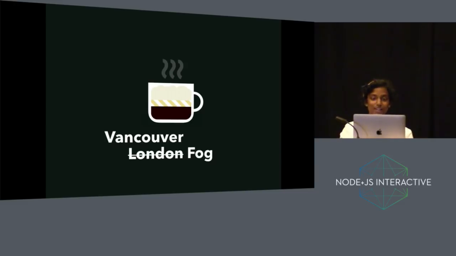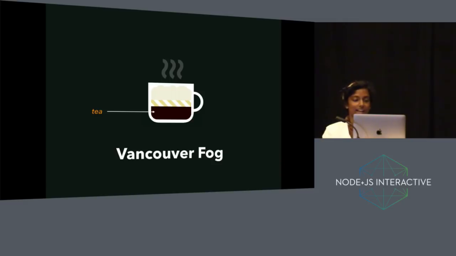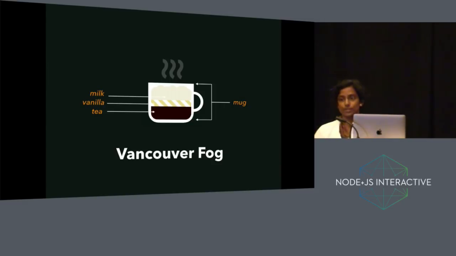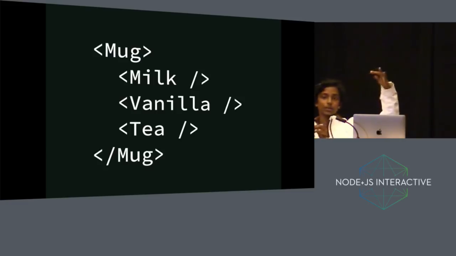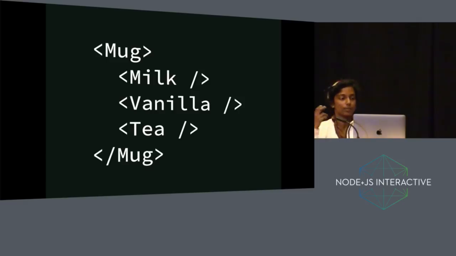And so Vancouver fog is a tea latte. It consists of tea. It has a vanilla syrup to sweeten it. And then it has a milk foam on top because it is a latte. And then contained within it is a mug. It goes without saying, you need a container for your drink. So there is the mug component. And so if I represent this in components, you have a parent mug component. And then you have a bunch of children components. So tea being one, vanilla, and milk being the others, simplistically.